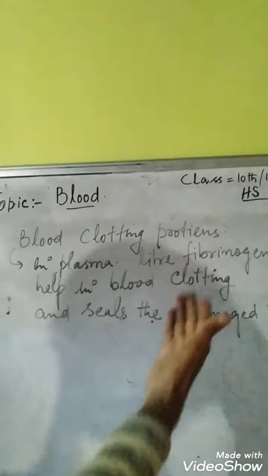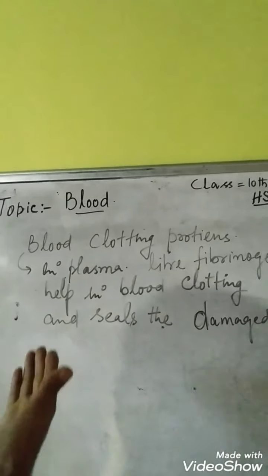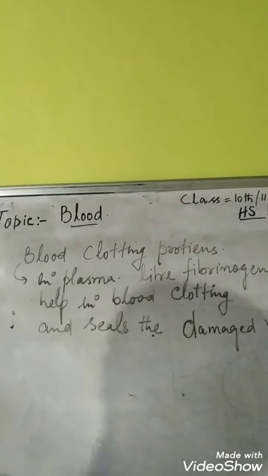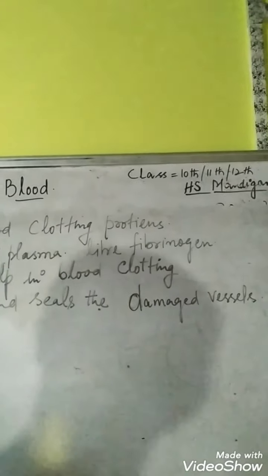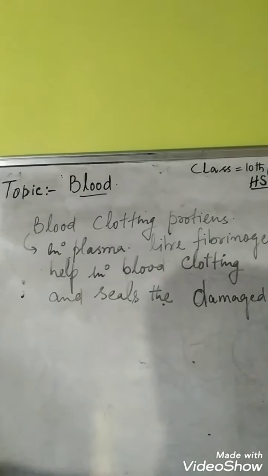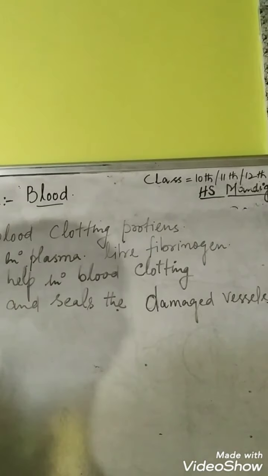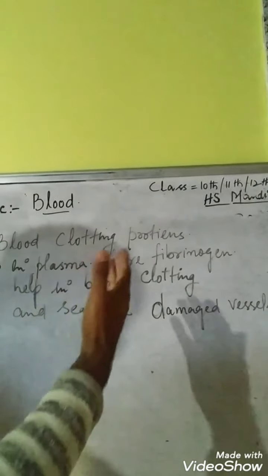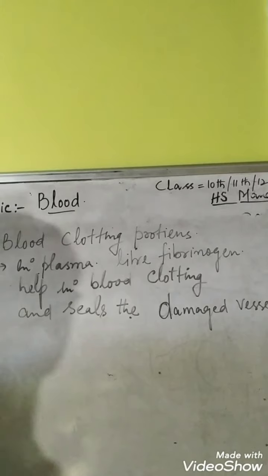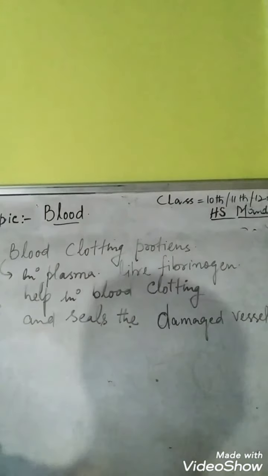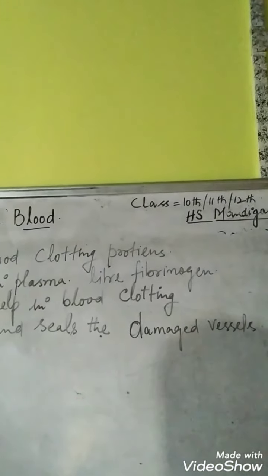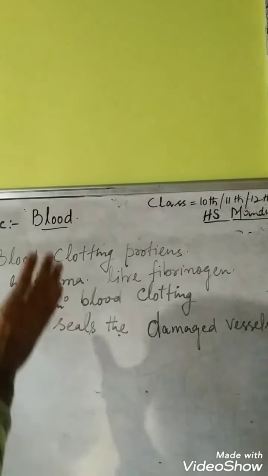Fibrinogen is one of the important blood clotting proteins, which helps in blood clotting and seals the damaged vessels. Sometimes our blood vessels suffer damage, and at that time the blood clotting protein like fibrinogen and the blood platelets come and play an important role in the blood clotting mechanism. So this was all about the plasma.